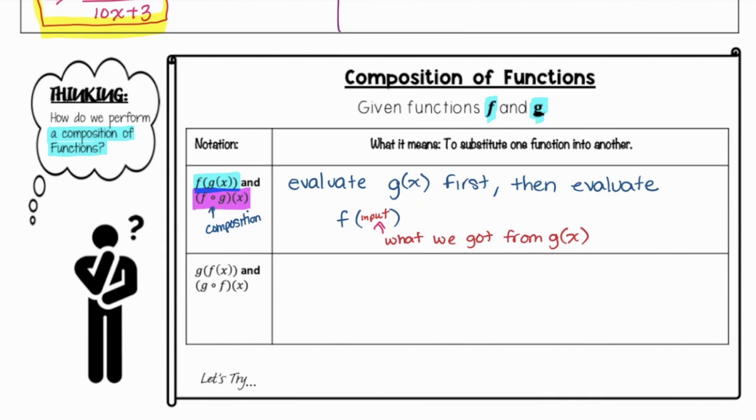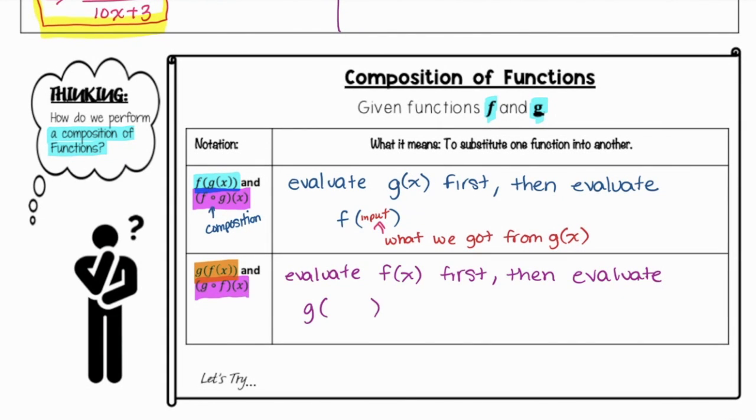So we could look at something very similar to those, but this time g composed of f of x, or again, g with that open circle composed of f of x. So in this case, we'll do the same thing. We are going to evaluate the innermost function, or the function that's next to the input. That's the first thing we do. So we're going to evaluate f of x first, then we end up evaluating g of a new input, and that new input is what we got from f of x. So let's try some of these.